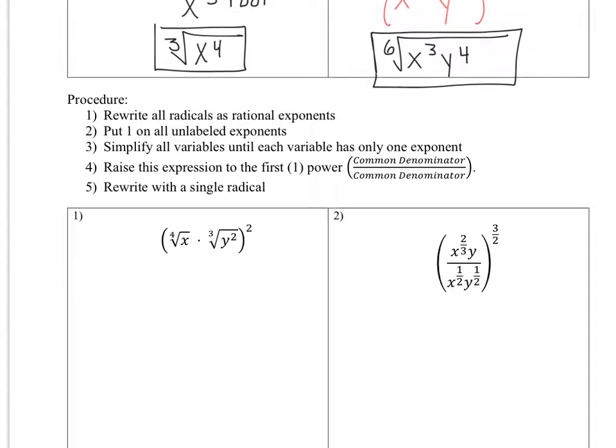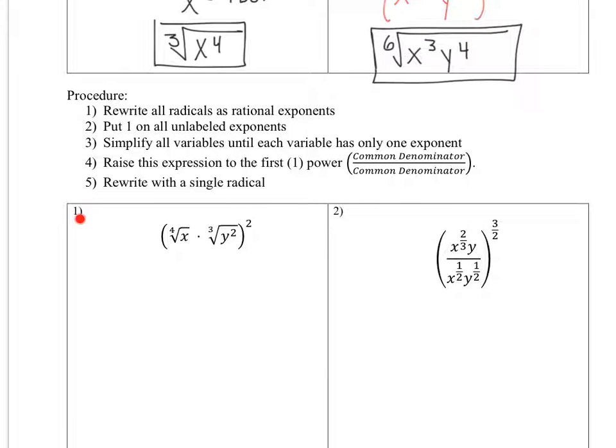Okay, let's look at example number 1 down here now. The first thing we want to do is rewrite all radicals as rational exponents. If this 4 is my root and this 1 is my power, we could write this as x to the 1/4. And we could write this y, if this 3 is my root and the 2 is my power, as the 2/3 power. And we're going to square it.